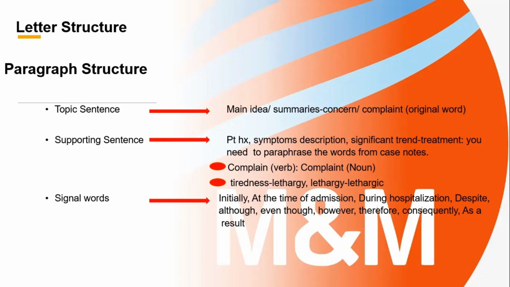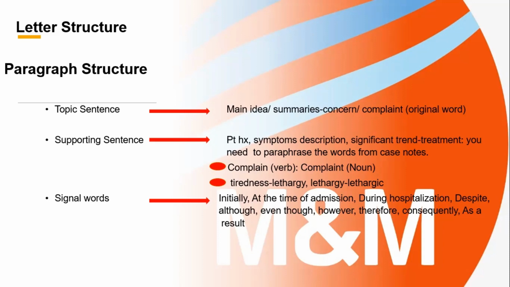This is followed by the supporting sentence. The supporting sentence is the description of your symptoms and any major medical trends. You need to paraphrase those statements, changing the form of the word from noun to verb, or from noun to adjective, and so on. Accordingly, you have to transform. Transformation is an important element in structuring your paragraph.